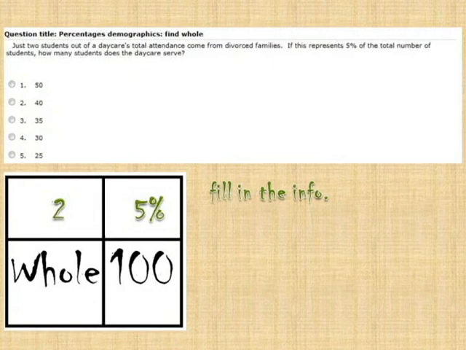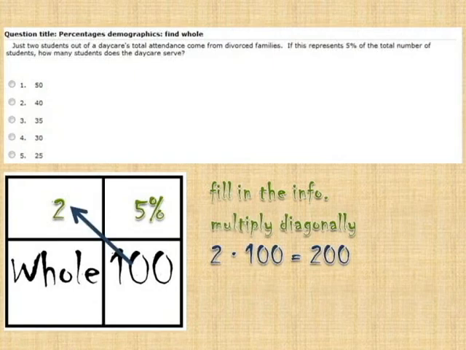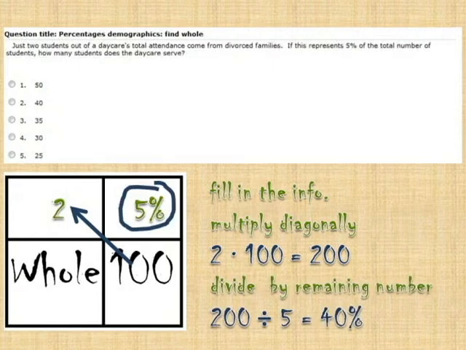And now I'm just going to multiply across. 2 times 100 is 200, and divide by the third number, which is 5. So 200 divided by 5 equals 40.